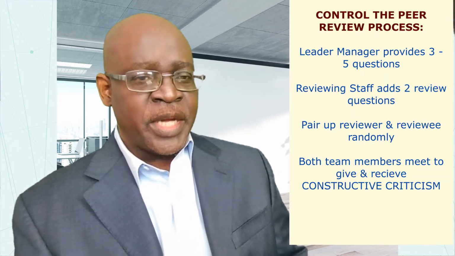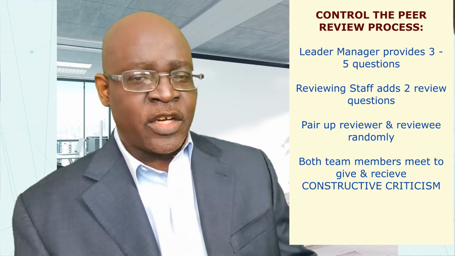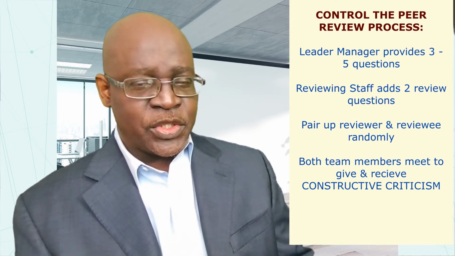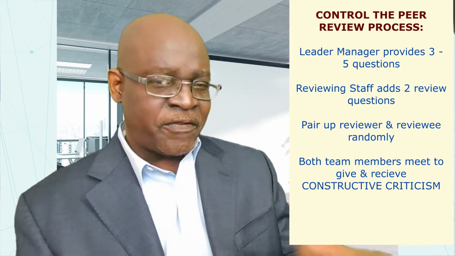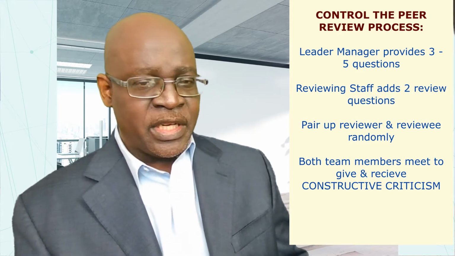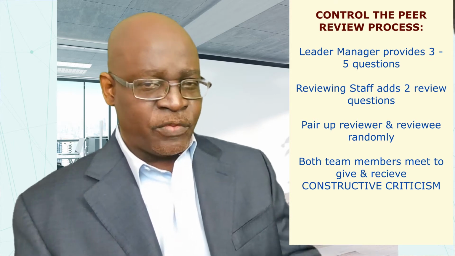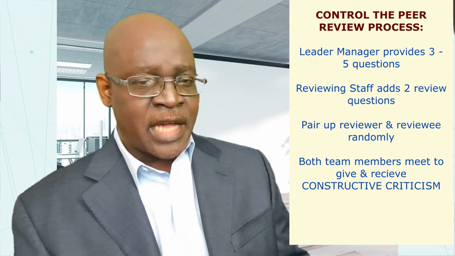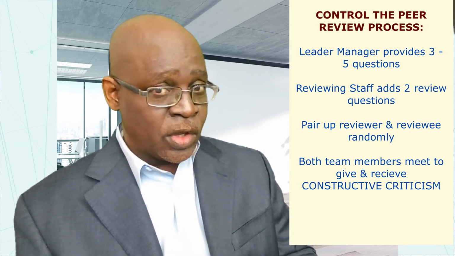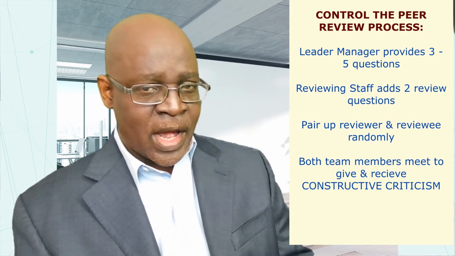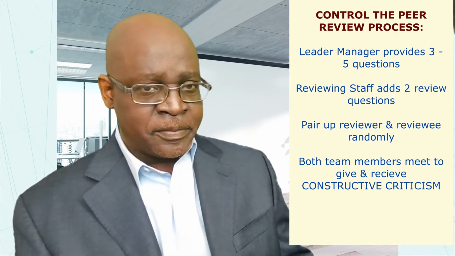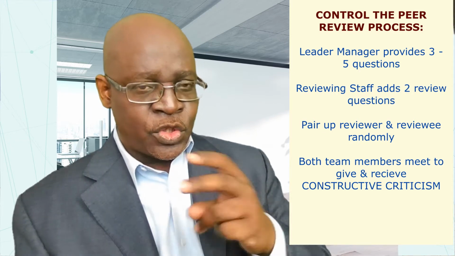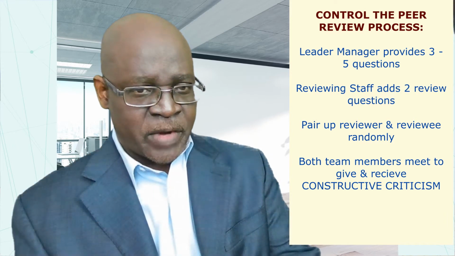Now, to control the situation you will provide the questions for the review. As the leader manager, you provide those performance review questions. 3 to 5 questions is good enough, because this is not going to be an exhaustive review. So you provide 3 to 5 questions, and you ask the reviewer, the staff reviewer, to add another 2 questions to your pool of 3 to 5 questions. So when the review is done, it's being done on the questions that you provided and the 2 questions that the other staff person provided.